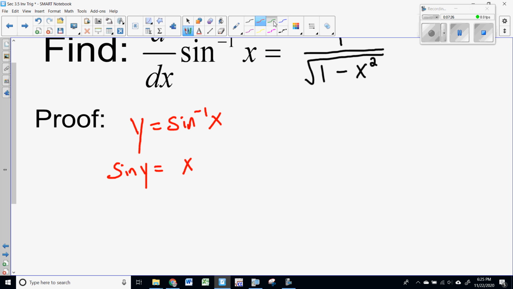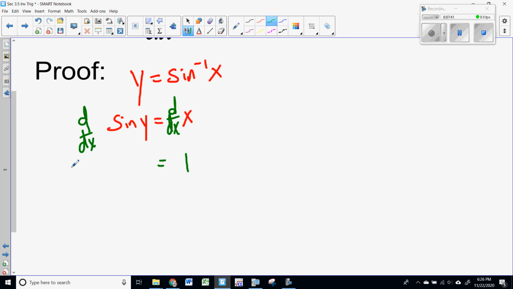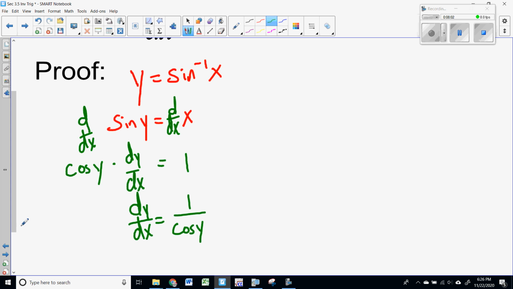Okay. Now, let's take the derivative of both sides. Now, this is why we needed our implicit. Well, the derivative of x is just 1. Pretty simple. The derivative of sine is cosine y times the derivative of dy dx. And we're trying to find dy dx, so dy dx is just equal to 1 over cosine of y.